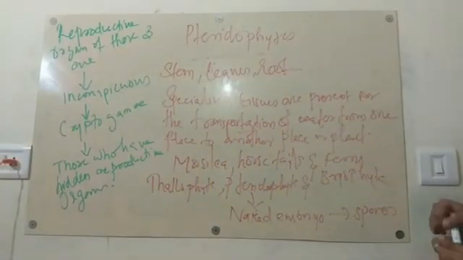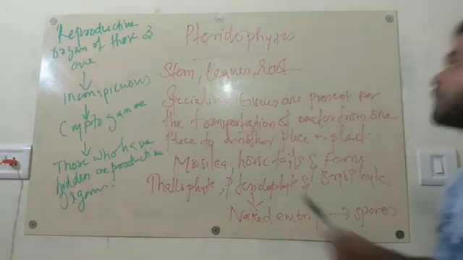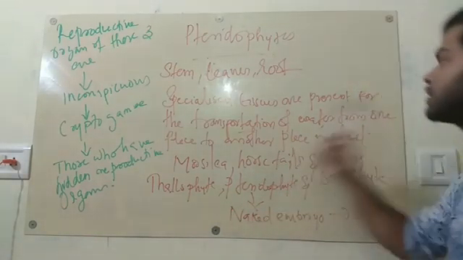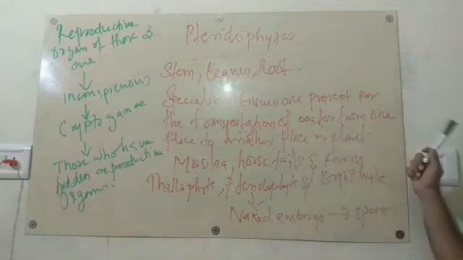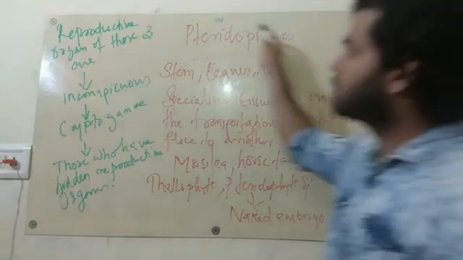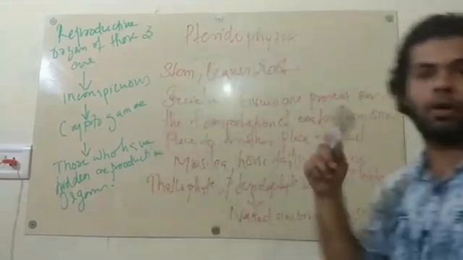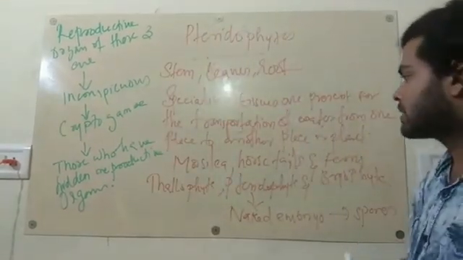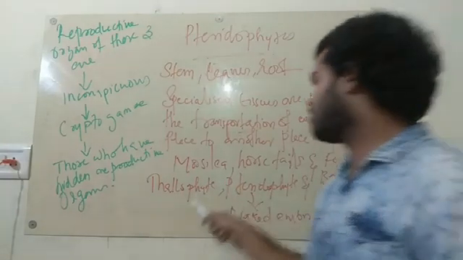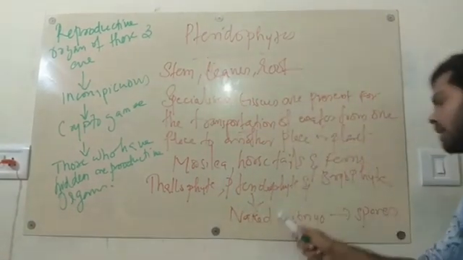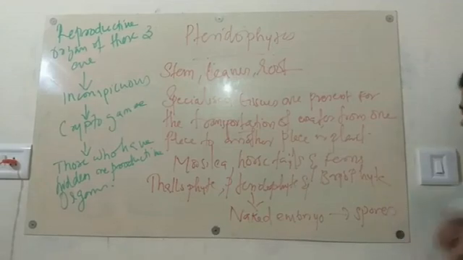So what we said is that pteridophytes contain stem, leaves and root. They have specialized tissues for the transportation of water from one place to another in the plant. So this is the major difference between pteridophytes and bryophytes. The main examples are Marsilea, horsetails and ferns. And thallophytes, pteridophytes and bryophytes contain naked embryos which produce spores.